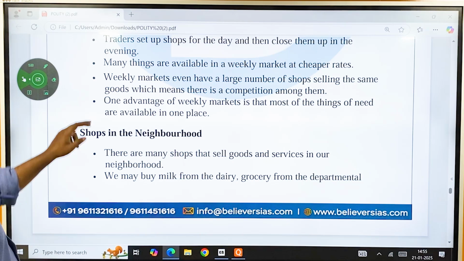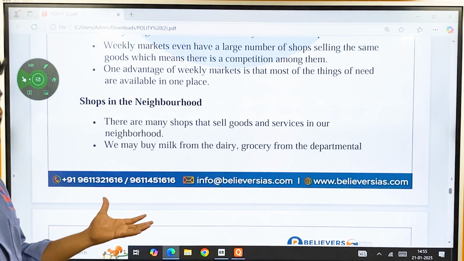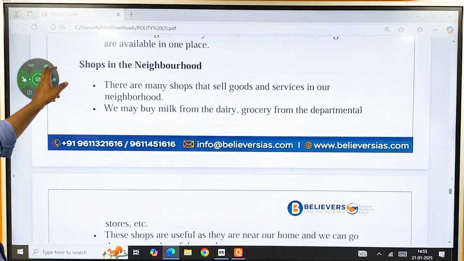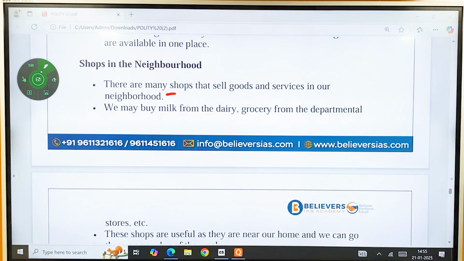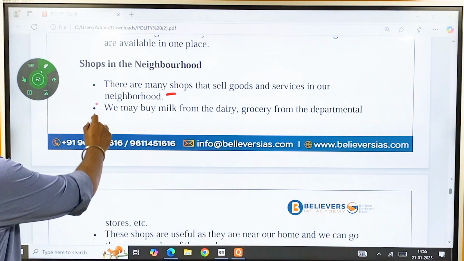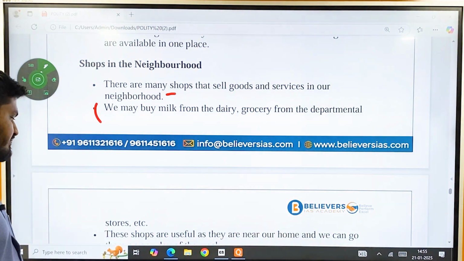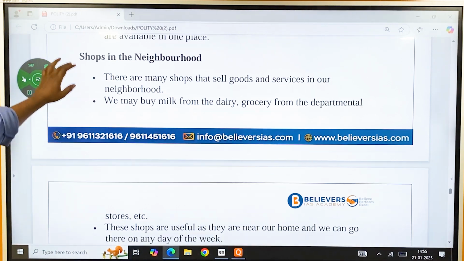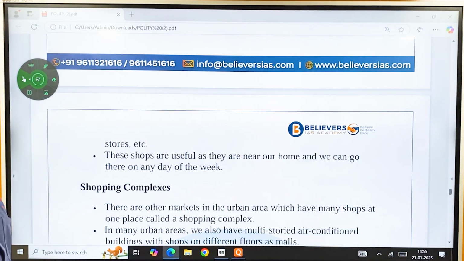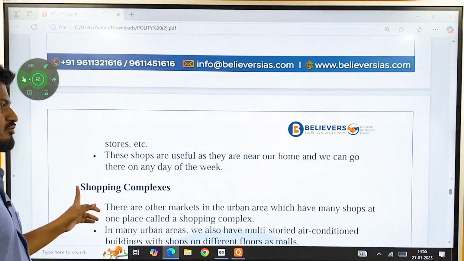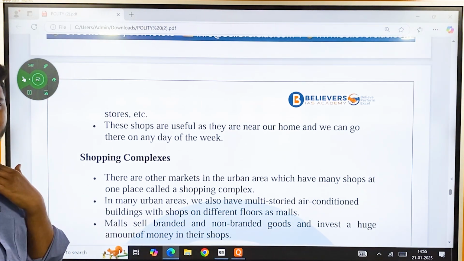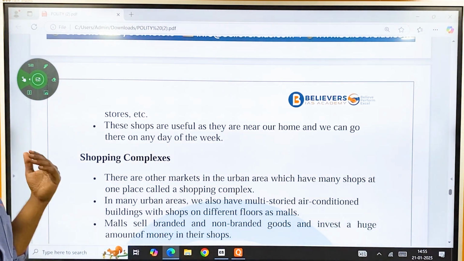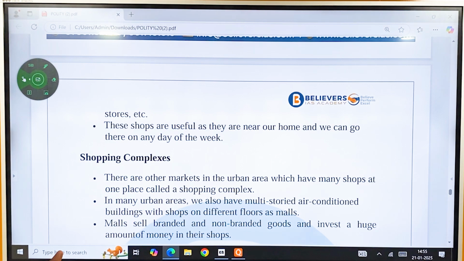Then another one is shops in the neighborhood. These are small retail shops. There are many shops that sell goods and services in our neighborhood. We buy milk from the dairy, grocery from the departmental stores, etc. These shops are useful as they are near our home and we can go there any day of the week. Whenever an urgency arises because of a guest or someone else, we can just go to the nearby shop and buy the product.